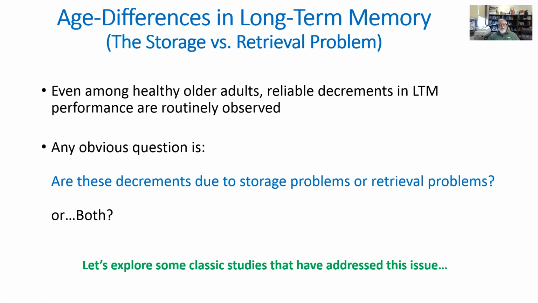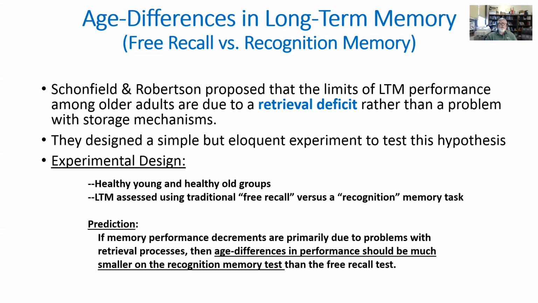So let's begin by essentially asking ourselves the question, okay, within the information processing model, if we observe decrements with age in long-term memory, are those decrements due to storage problems, retrieval problems, or perhaps even both? So we're going to explore a couple of classic studies that have addressed this issue. And the first one we're going to look at is an interesting study that was done. This is a classic study. It was done by Schonfield and Robertson.